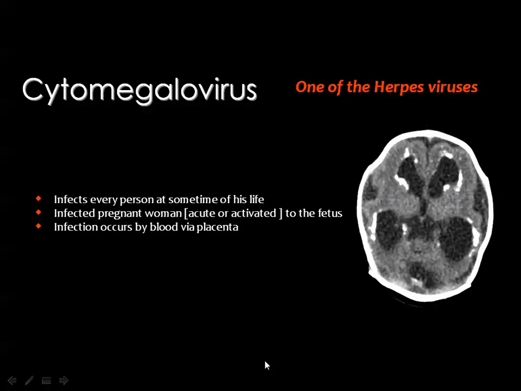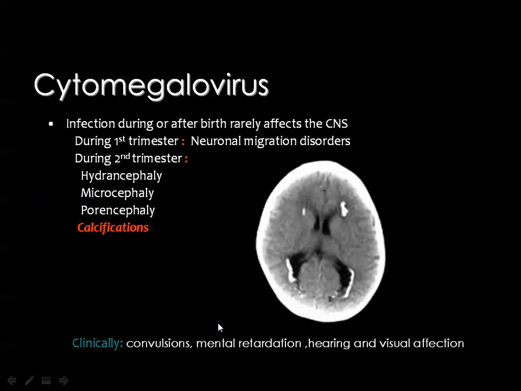And cytomegalovirus is one of the herpes viruses, and it infects every person at some time in his life. The infected pregnant woman will transmit the infection to the fetus, and the infection occurs by bloodstream through the placenta. In these cases, intracranial calcification will also be present, and in many cases you can see that calcium is intimately related to the wall of the ventricle.